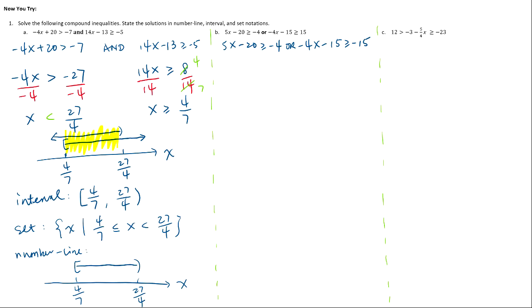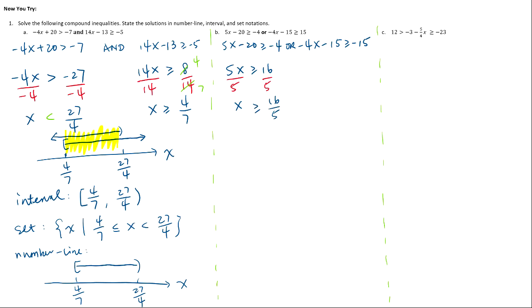To get x by itself, I'm going to add 20 first in the first inequality on both sides. And as a result, I would get 5x is greater than or equal to positive 16, because negative 4 plus 20 gives us 16. And to isolate x completely, I'm going to divide by 5. As a result, we get x is greater than or equal to 16 over 5.